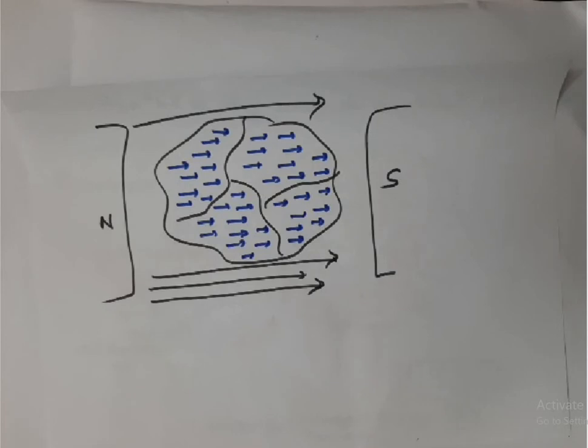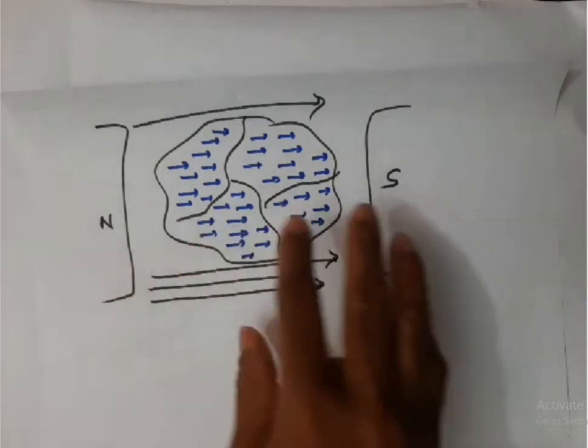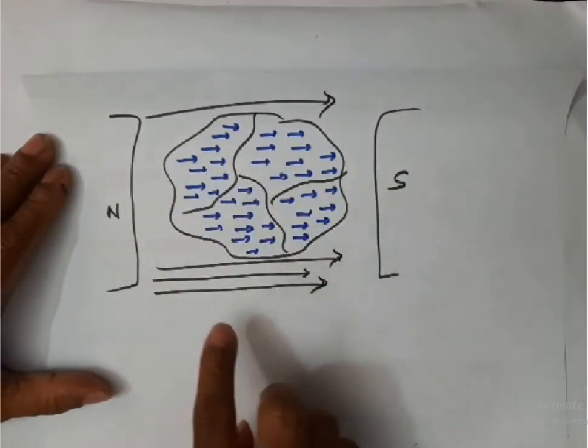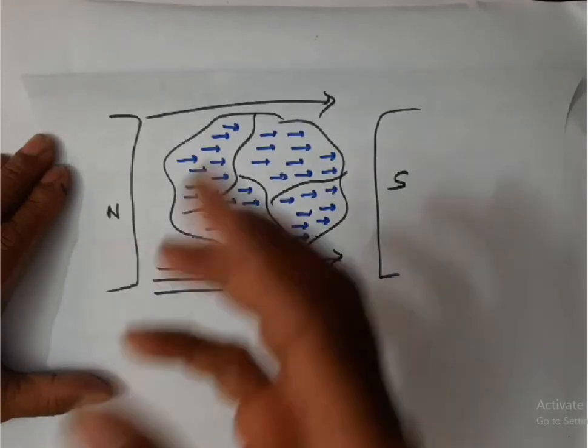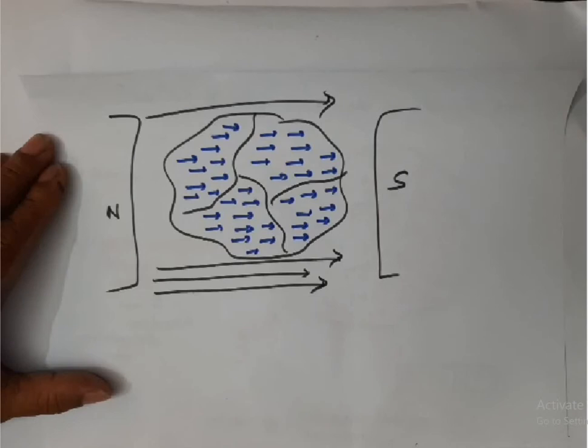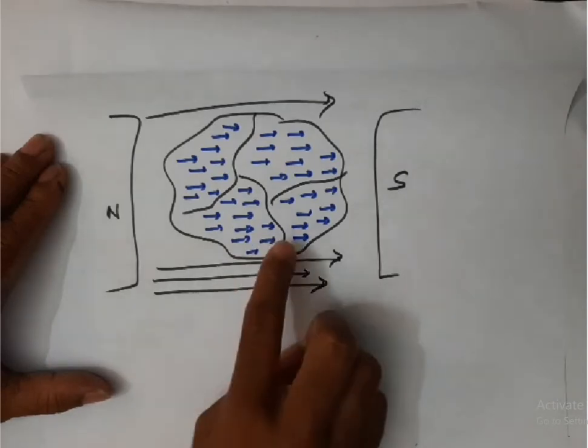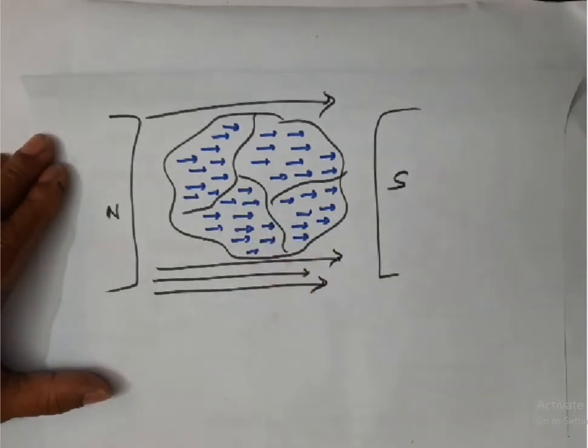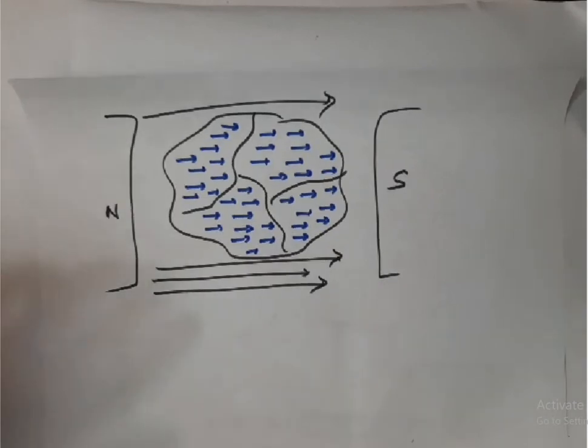Once all the magnetic moments start to orient in the same direction as the external magnetic field, your material gets magnetized. That is why it is strongly attracted. Okay, it is strongly attracted, right?